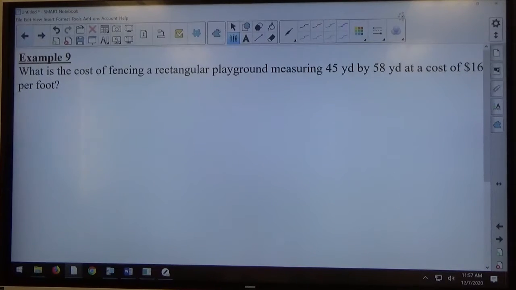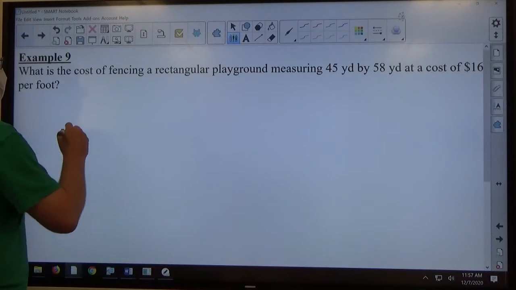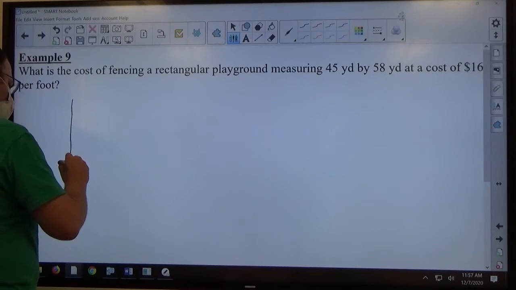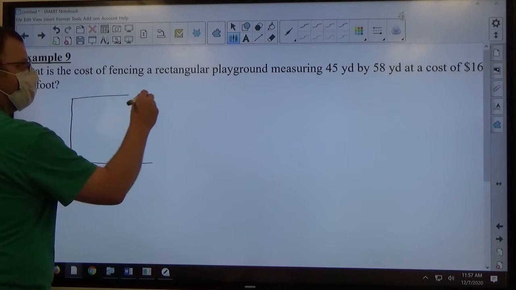All right, so example 9. This is our last day of chapter 8 too, by the way. It says, what's the cost of fencing a rectangular playground measuring 45 yards by 58 yards at a cost of $16 per foot? So we have a rectangular playground. We'll start by drawing a rectangle representing the playground.